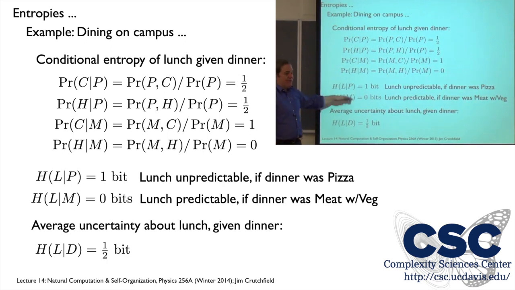Okay. And we, of course, could average this the way the formula was before. So there's an average uncertainty of a half a bit. If I know what dinner was, my uncertainty about lunch is half a bit.